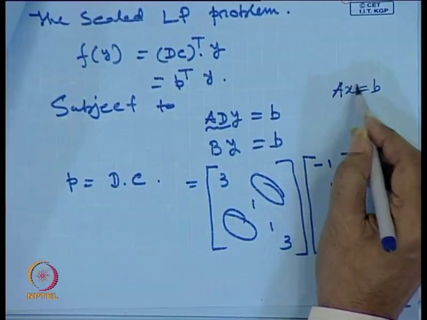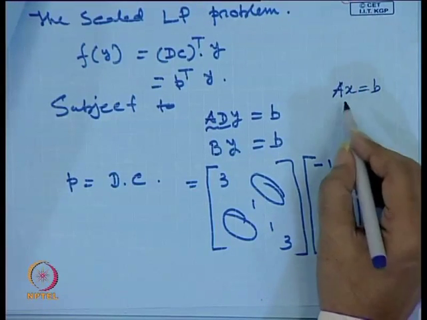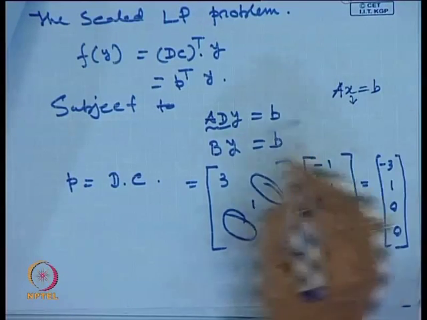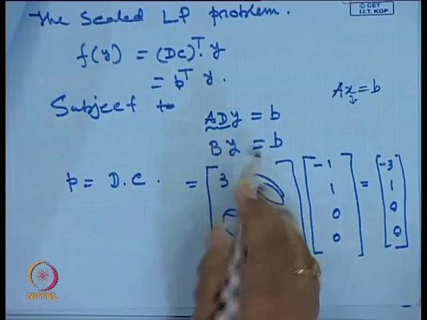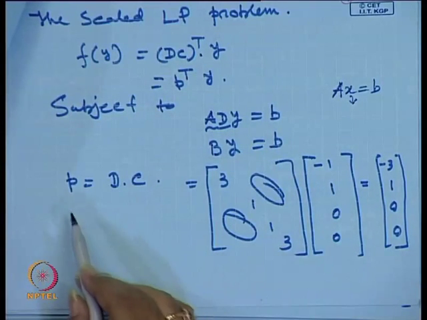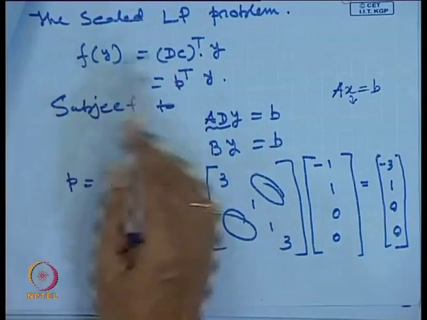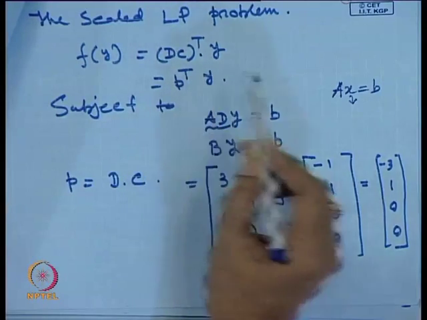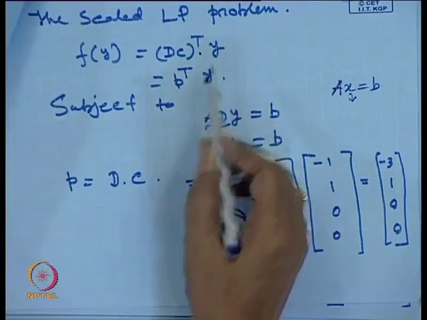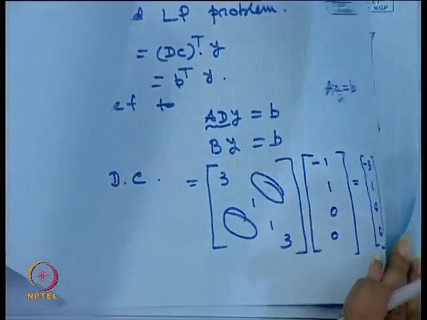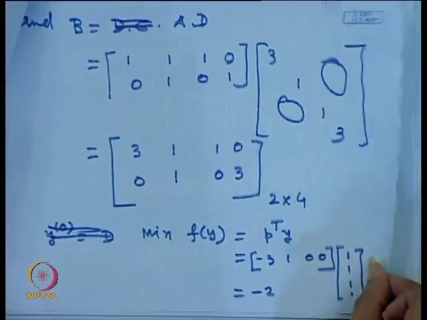We know x has a relation with the new variables, x = d into y. So if you put x = d y, that will become b into y, where a into d is equal to b; we have considered that product. So in the scaled LP problem, the value of the function at that new initial interior point will once again be 2.